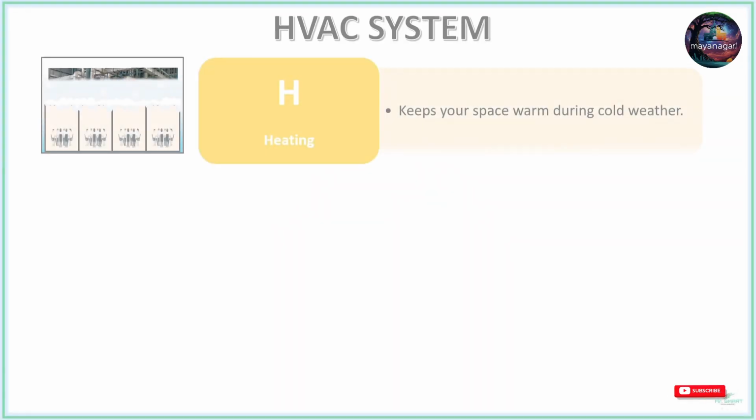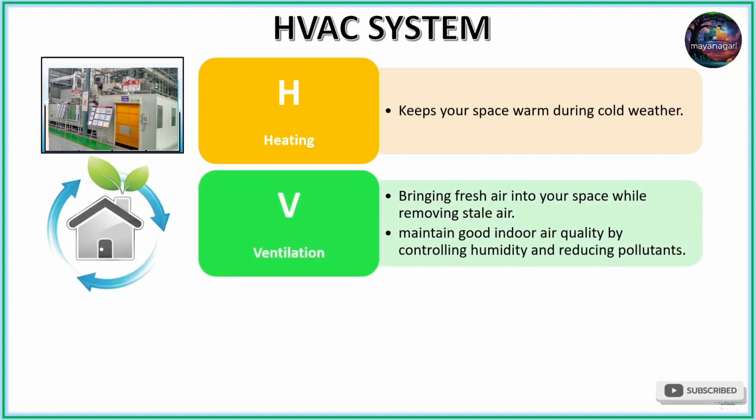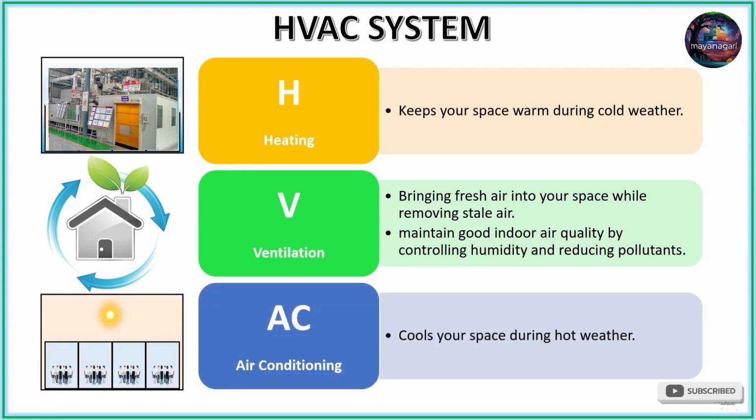The HVAC system. H represents the heating system that keeps your space warm during cold weather. V represents ventilation systems that bring you clean air and maintain air quality by controlling humidity. AC represents air conditioning system that cools your space during hot weather. The combination of all these systems is mandatory to provide you a comfortable living space during all weather conditions.